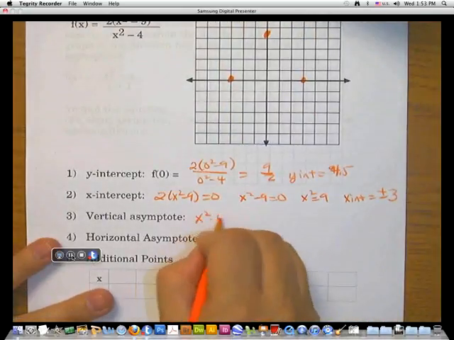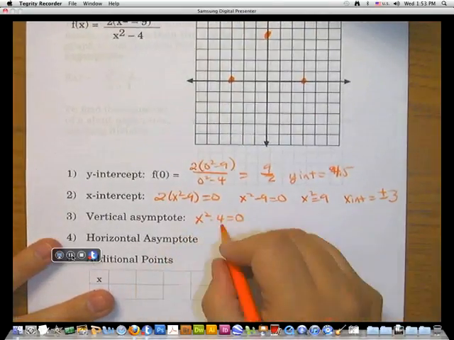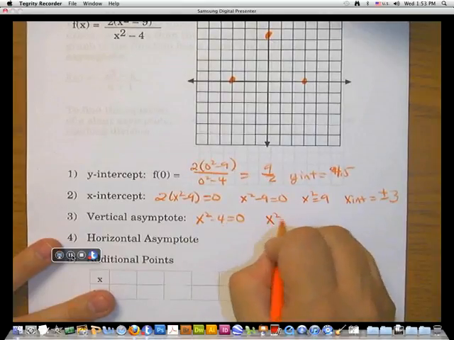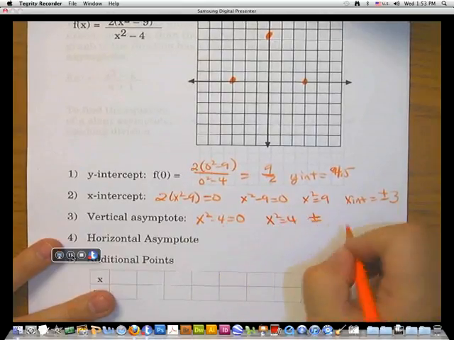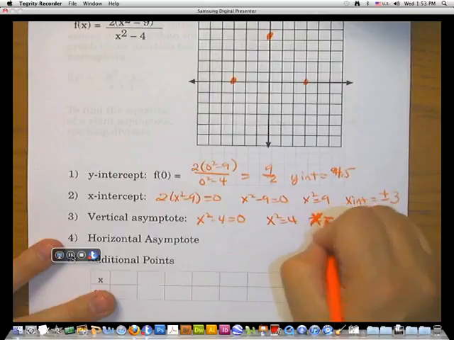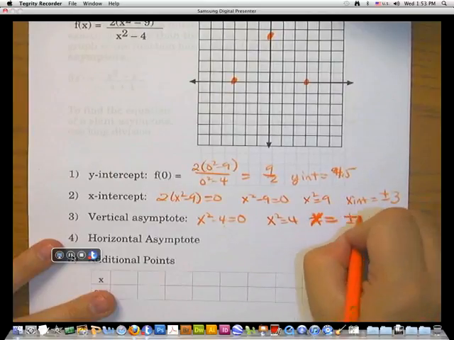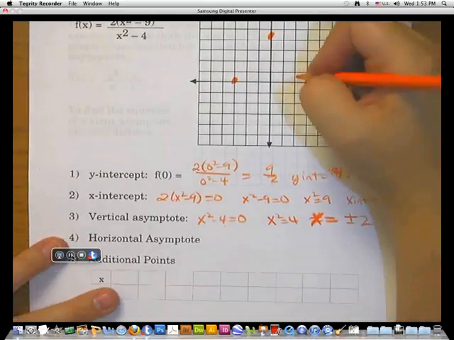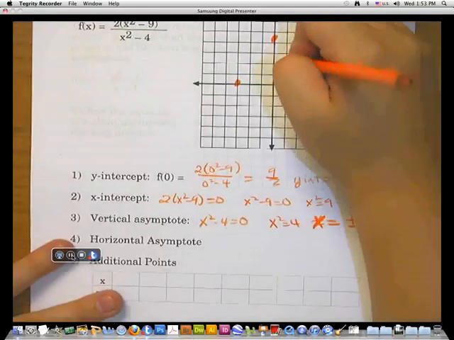Vertical asymptote is when the denominator is equal to 0. You can factor this or set it to 4 and get 2 answers. X is equal to plus and minus 2. So we're going to have 2 asymptotes.